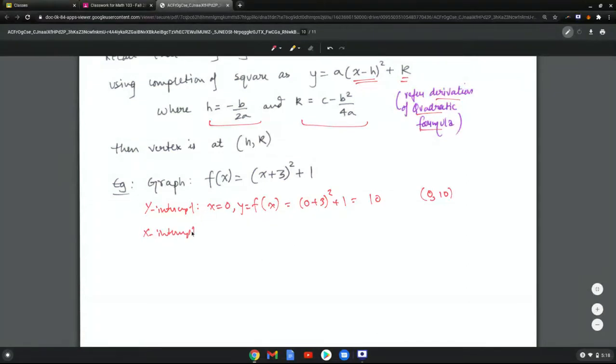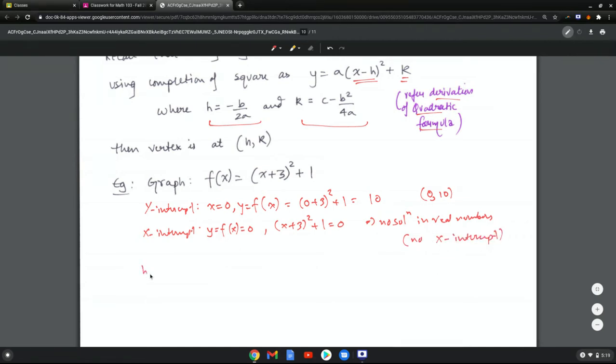X-intercept, that's when y, which is f of x, is 0. So in this case, x plus 3 squared plus 1 is 0. And this will give me no solution in real numbers. We will see in a moment what that means. This means there is no x-intercept.